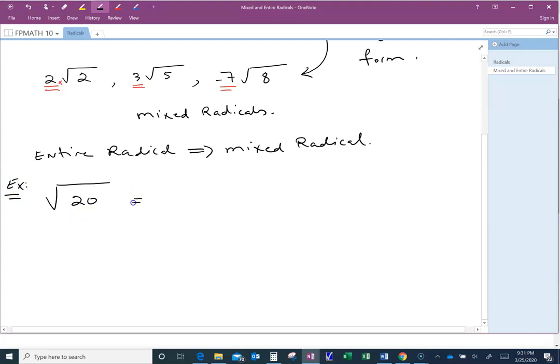The first thing is that we need to break up this 20 into two factors of 20. When you multiply them, you get 20. The only catch is that one of them must be a perfect square number, because this is the square root. There are many options, 2 and 10 will give us 20, and so will, let's say, 4 and 5. But notice that between the two options, only 4 is a perfect square number.